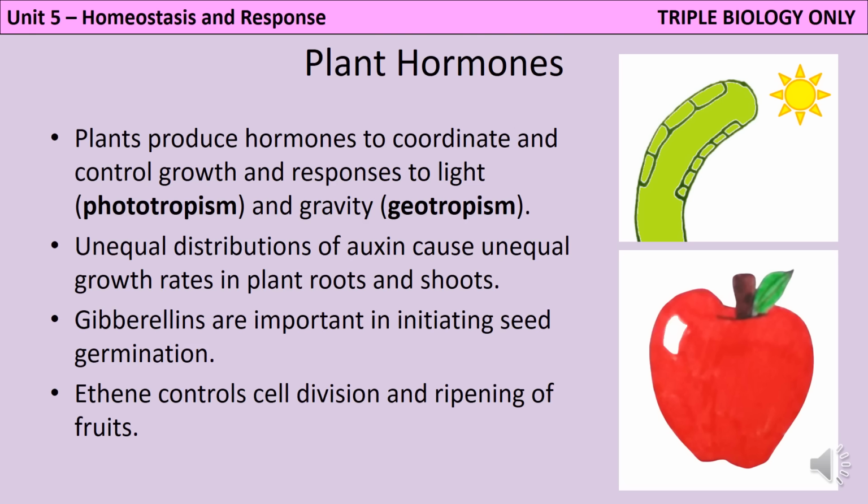Gibberellins are another important plant hormone used to promote seed germination, and ethene is a third example of a plant hormone, which is produced by ripening fruit. It's the reason that if you put ripe bananas next to other fruit, then they ripen too.